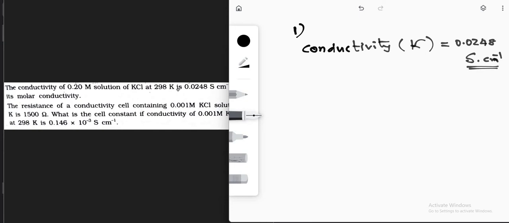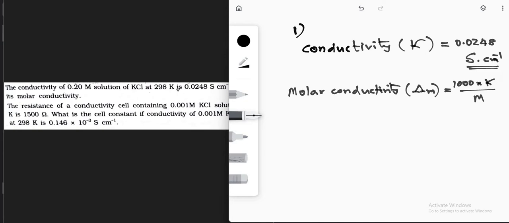Whenever kappa value is given in Siemens centimeter inverse, to calculate molar conductivity, also called molar conductance, both are one and the same. Molar conductivity, which is represented by the symbol lambda m, equals, listen, when kappa is given in Siemens centimeter inverse unit, then you must use this formula: 1000 into kappa by molarity of the solution.